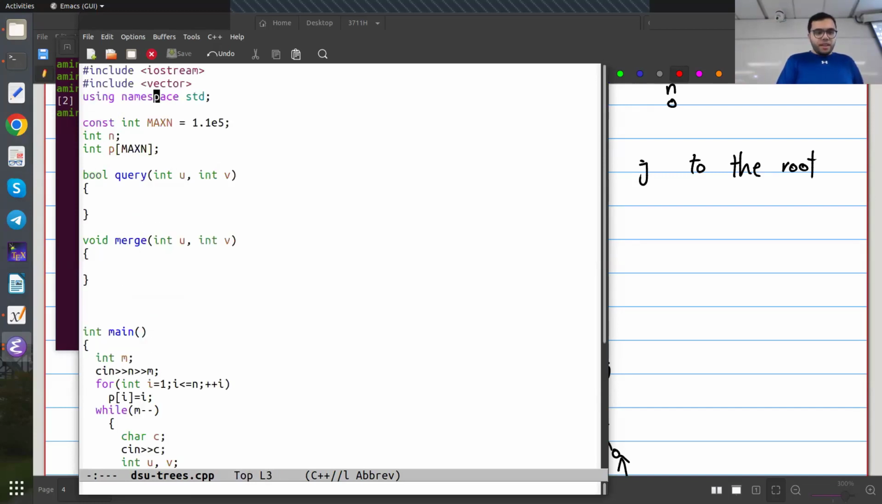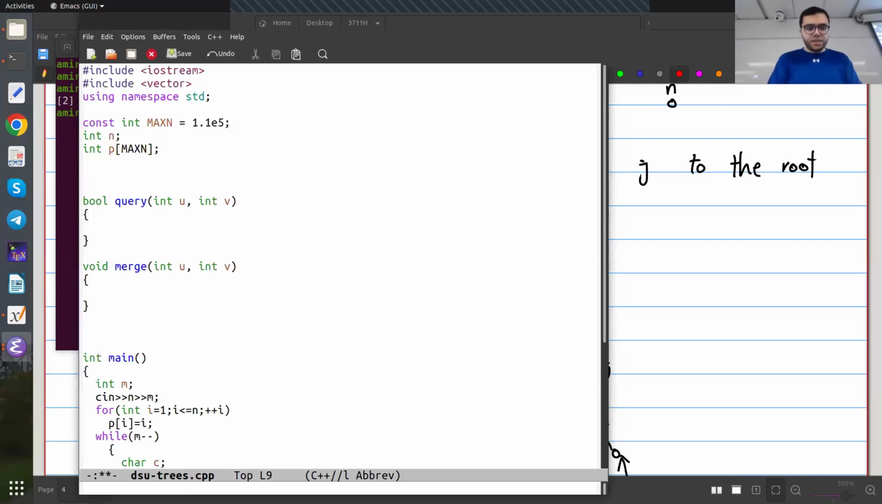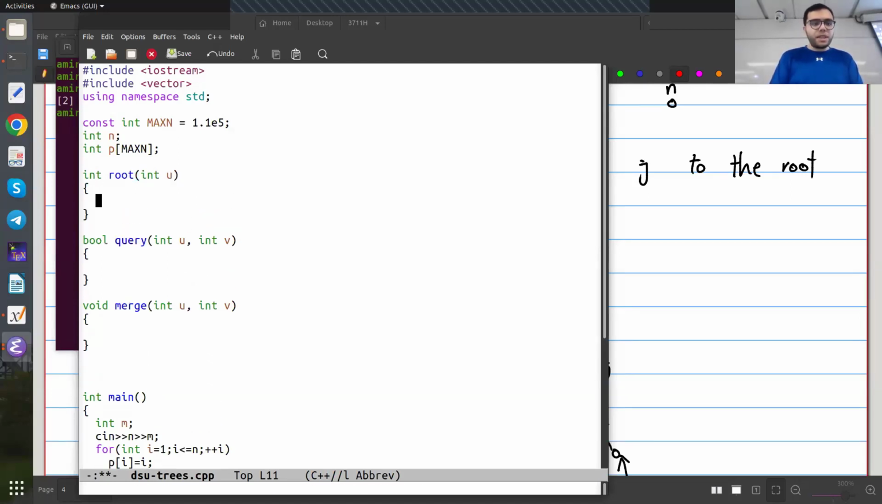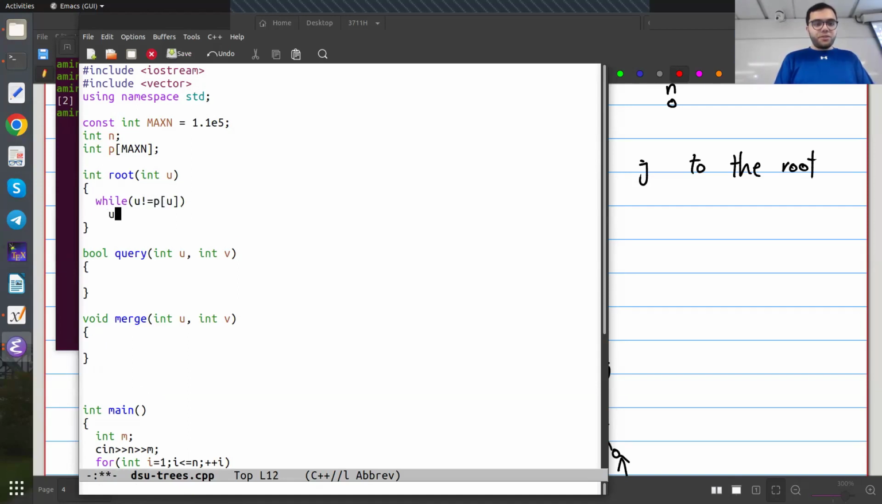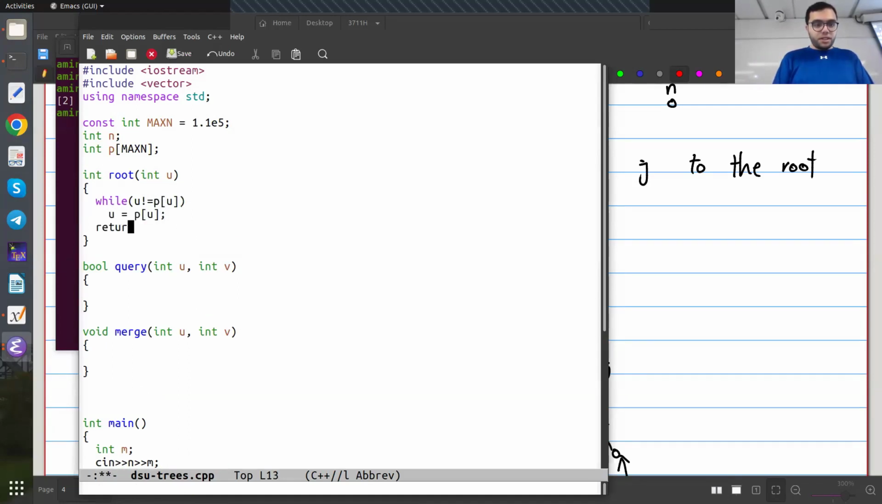Okay. Now, here's the operation that I need. I need to have a root operation, which basically takes a vertex U, starts from U, goes up the tree until it gets to the root and returns that root. Now you can write this recursively if you want. You can also just write it with a for loop or a while. I can just do this. I can say while U is not the same as the parent of U, U becomes parent of U, and then return U.